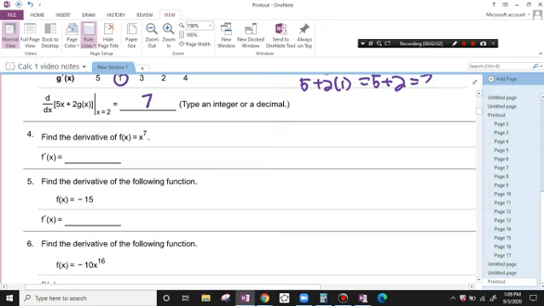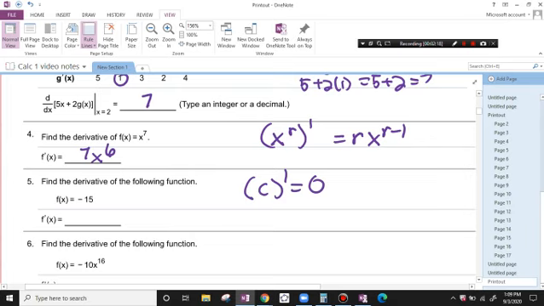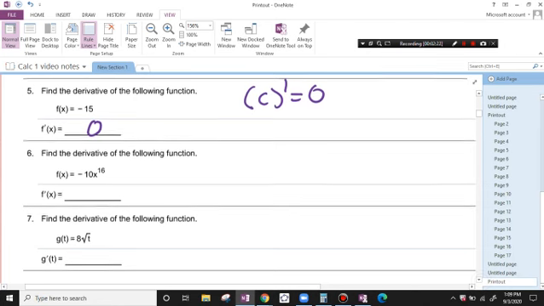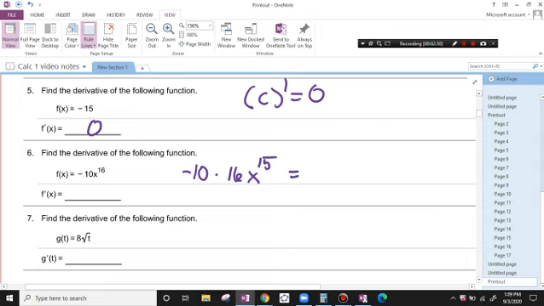Straight up using the power rule, we showed in class that the derivative of x to the r is r x to the r minus 1. So 7x to the 7 minus 1. We also showed that the derivative of any constant is 0. The derivative of negative 15 is 0. Power rule again, we'll hold the negative 10 times 16x to the 15th. Negative 10 times 16 is negative 160x to the 15th.